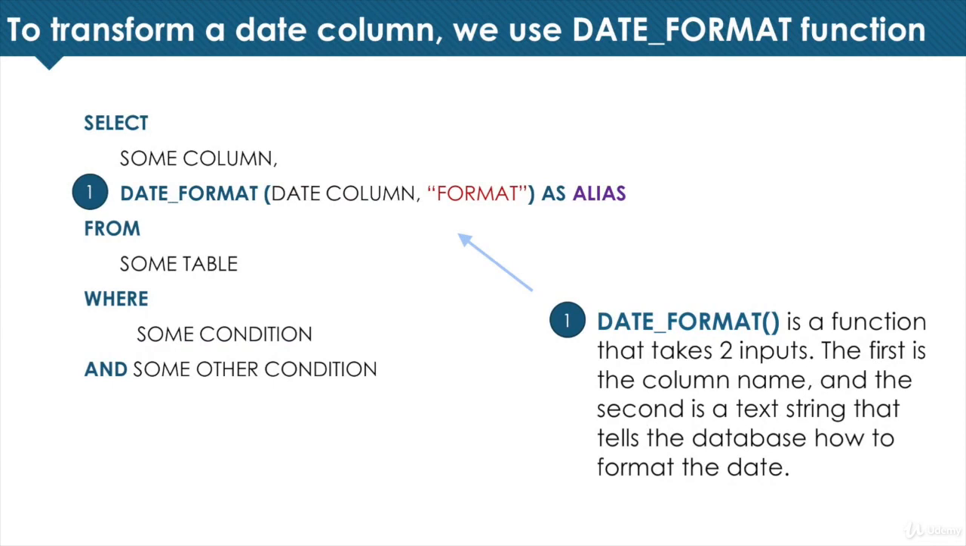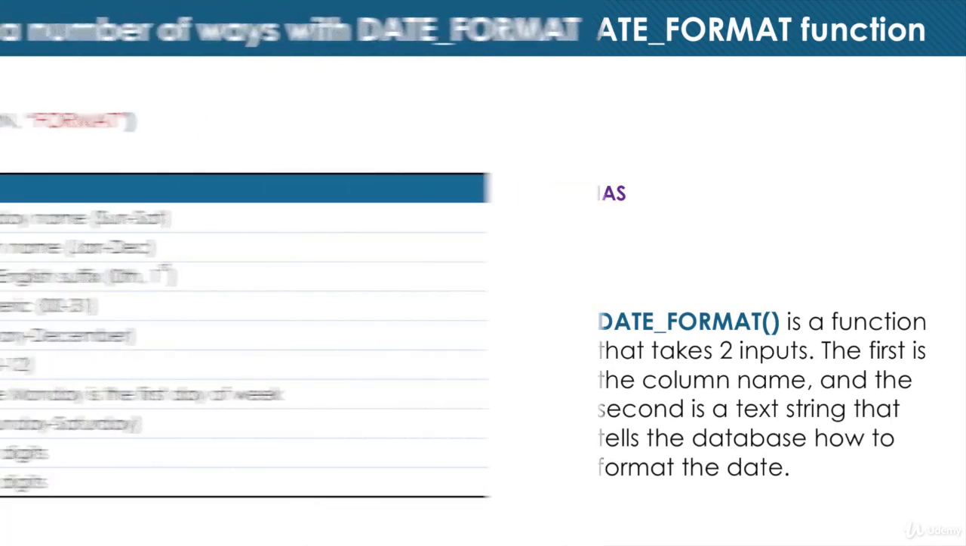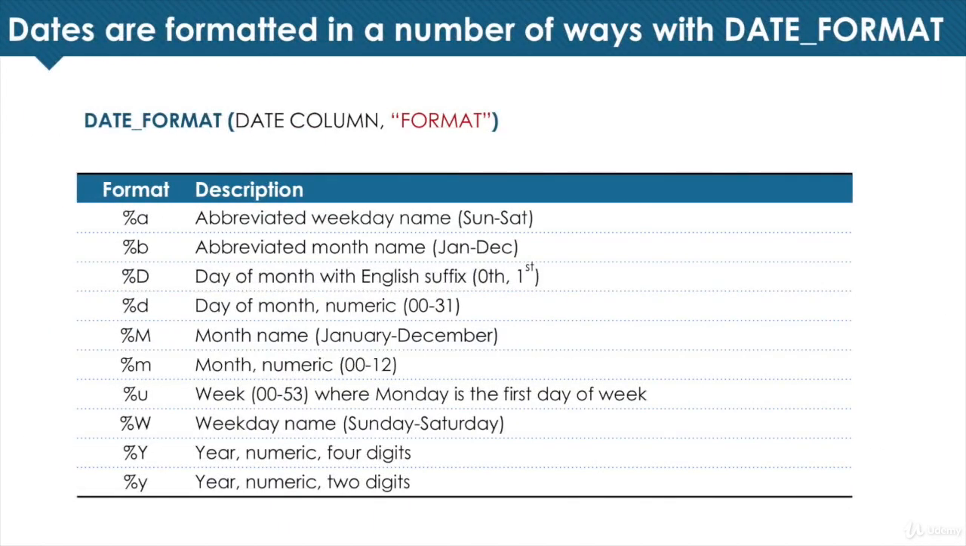Now moving back to dates, we use the date format function to transform a date column, and please note this function takes two inputs. The first input is a column we want to transform, and the second is the way we want to format the date. As the second input has to be expressed as text, we will always use quotation marks. Shown here is a table outlining all the possible formatting options we have at our disposal. This table is readily available on the internet, so it's never more than a Google search away, so don't feel the need to commit any of this to memory. And either way, you'll pick this up through practice.